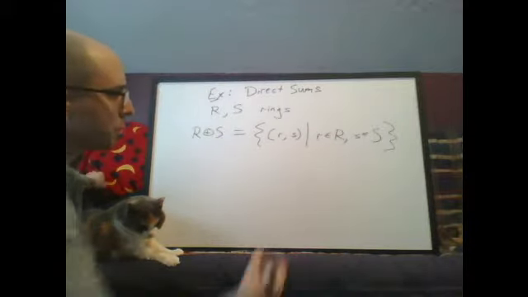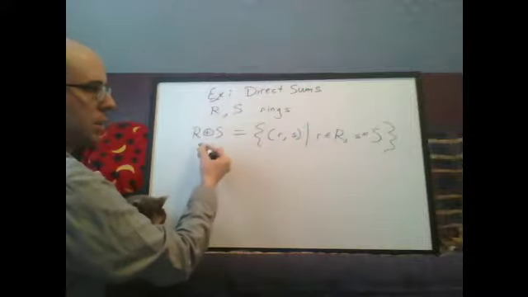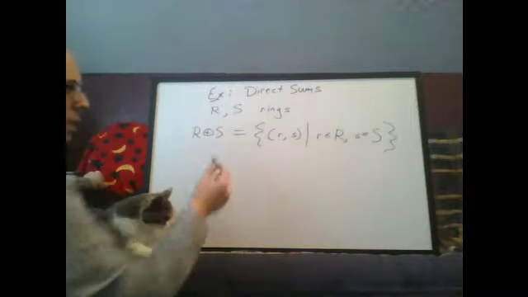The set of ordered pairs where the first coordinate comes from the first component, the second coordinate comes from the second component ring.